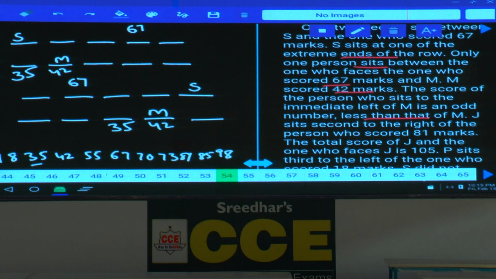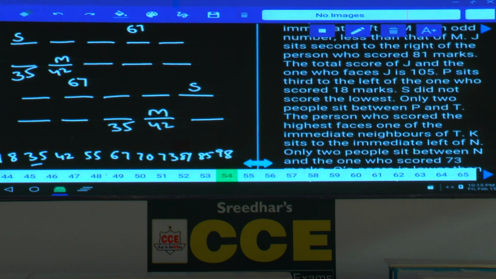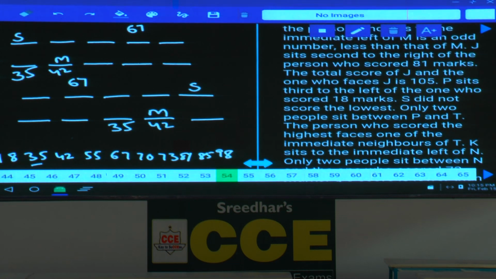J sits second to the right of the one who scored 81 marks. Now J is second to the right of the one who scored 81 marks. Then in this case, if this is 81, J must be at this corner, isn't it? J sits second to the right of the one who scored 81 marks. Are you following this one or not? Then in the next case, J sits second to the right of the one.